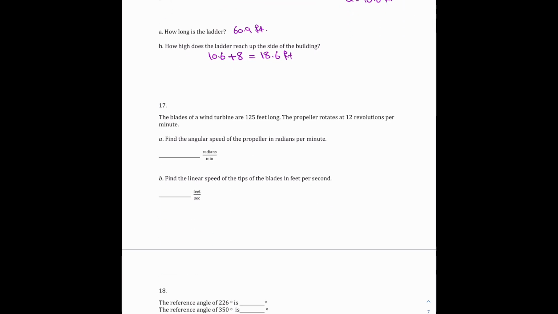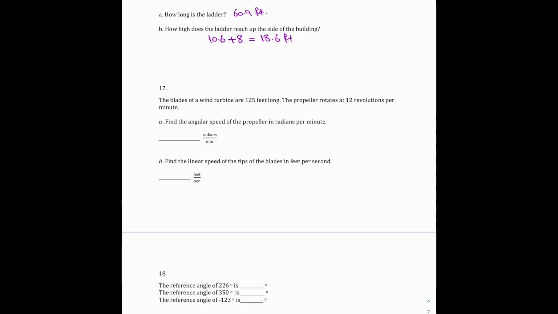For question number 17, you're not going to need a calculator. The blades of a wind turbine are 125 feet long. The propeller rotates at 12 revolutions per minute. We need to find the angular speed of the propeller in radians per minute. So what do we have? We have the propeller rotates at 12 revolutions per minute, and we need to convert that into radians per minute.